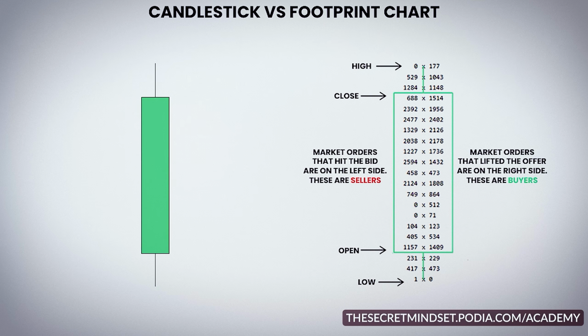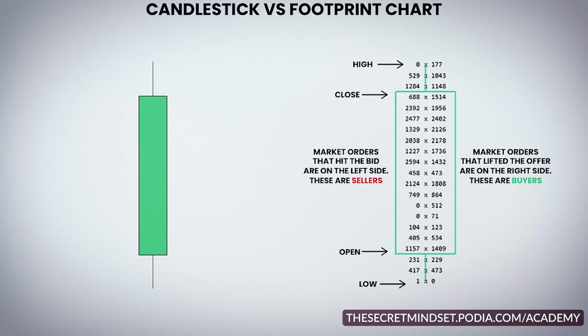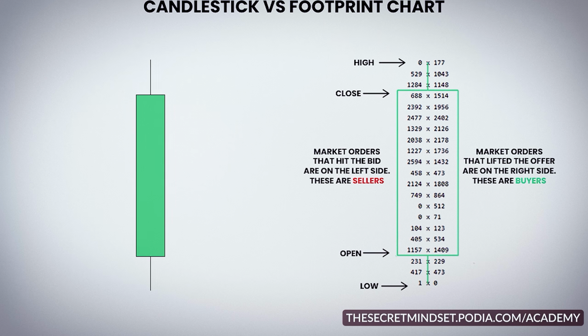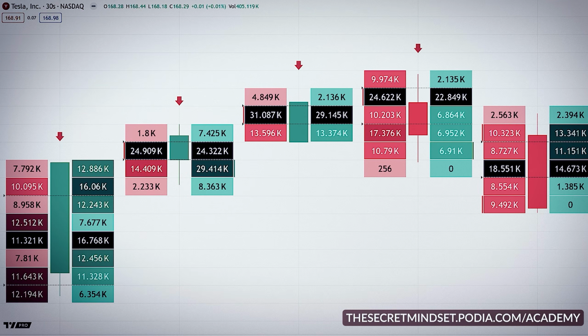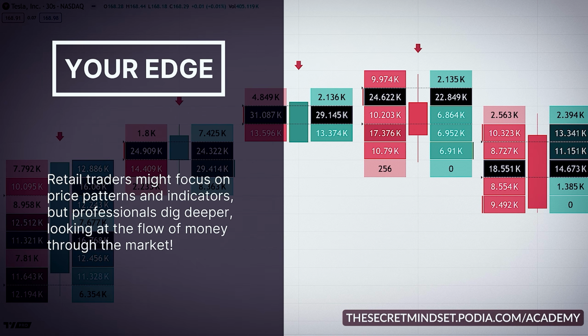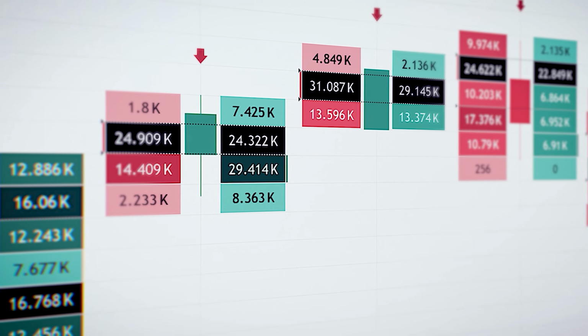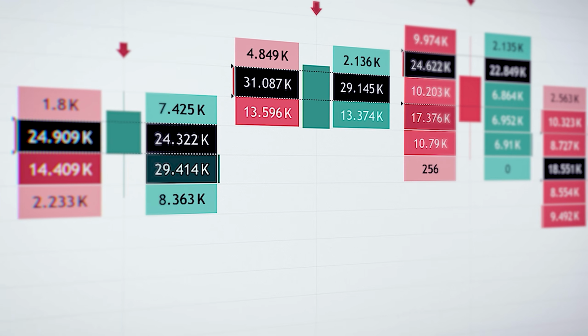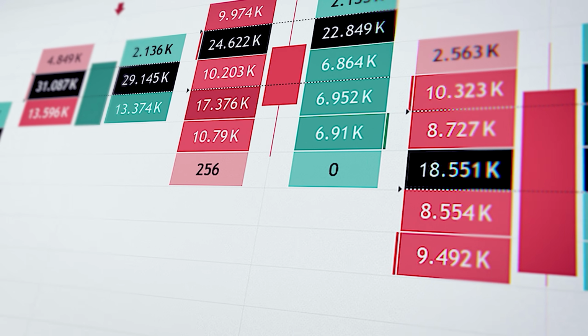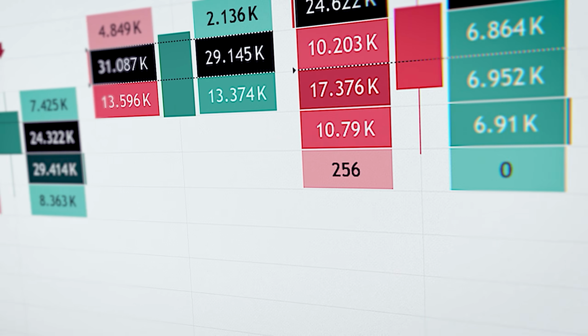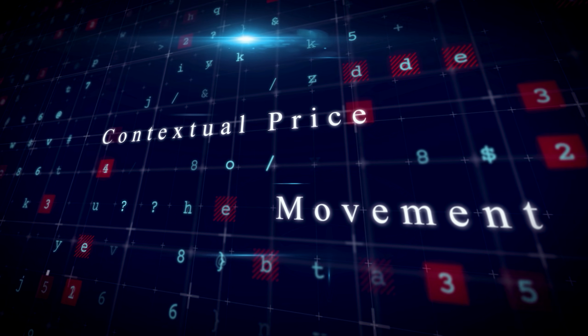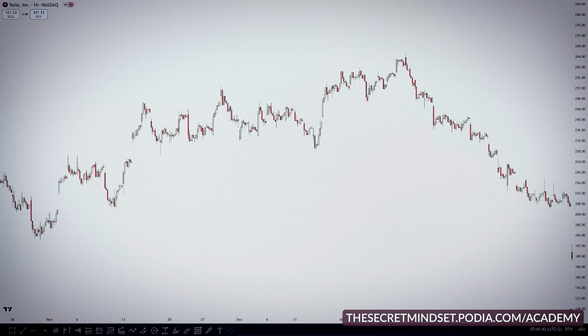Look at the volume of orders, the timing of large trades, and the zones where institutions are likely to jump in. I hope you see the difference. Retail traders might focus on price patterns and indicators, but professionals dig deeper, looking at the flow of money through the market. The concept of order flow might sound hard and intimidating, but it will transform your technical analysis from a guessing game into a strategic endeavor. When you analyze your chart, you can't just look at candles in isolation.